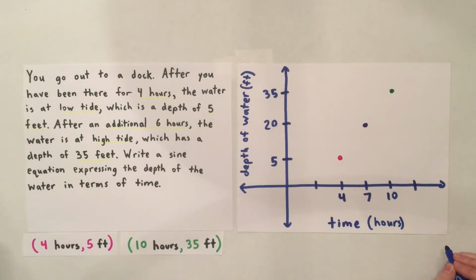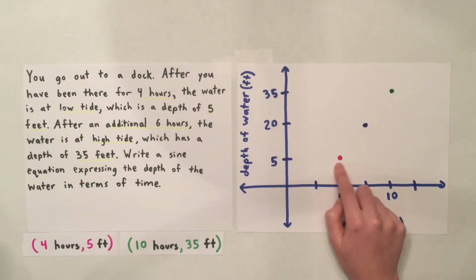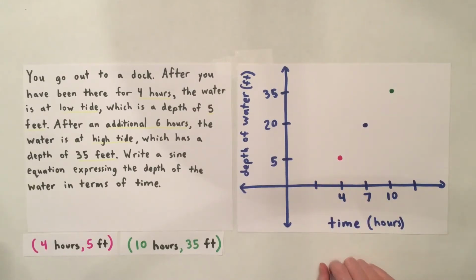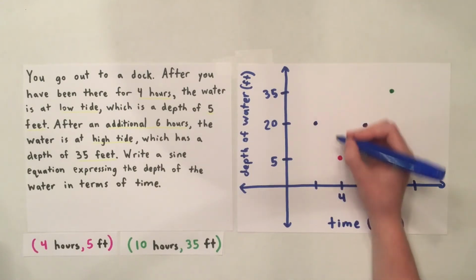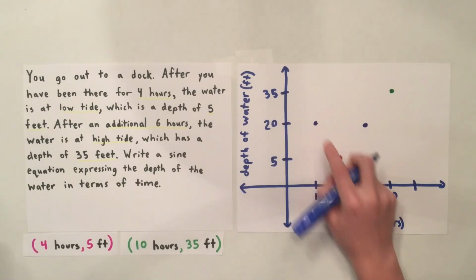Now, I want to find one point to the left of the minimum that is at the same depth of 20 as the point I just found. To go from the middle to the minimum, it is 3 units to the left. If I then move 3 units to the left of the minimum, I will be back where the depth is 20. So, a point I can add to the graph is 1, 20.